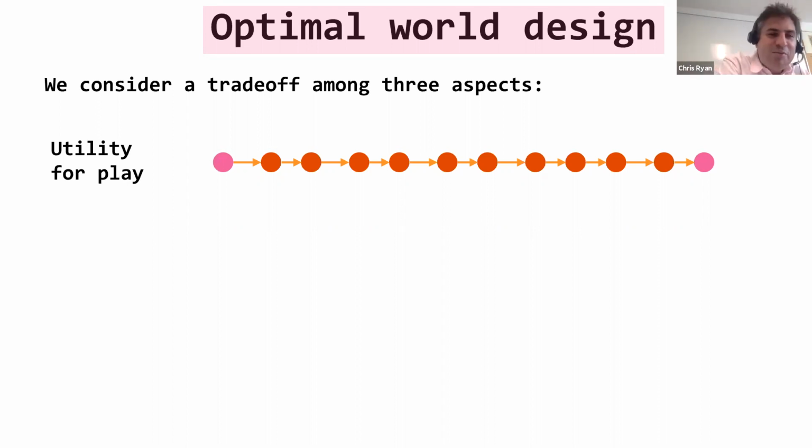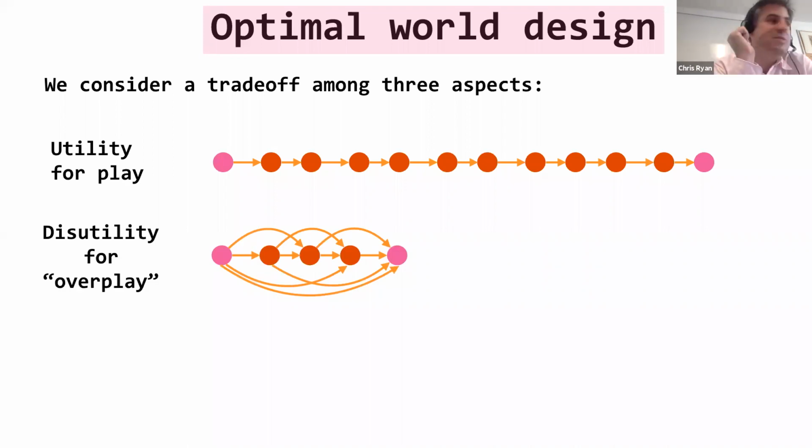It's a game with a lot of levels that you can play for a long time. This would be a good design of a world. Okay, one that has a lot of levels that you can play for a long time. However, not everybody has a lot of time to play, right? So they would like to feel like they're making progress without having to go through so many hoops, right? And so from that perspective, it's like a disutility for overplay. I would like to finish this world. I would like to finish the game, but I don't want it to take forever to finish.